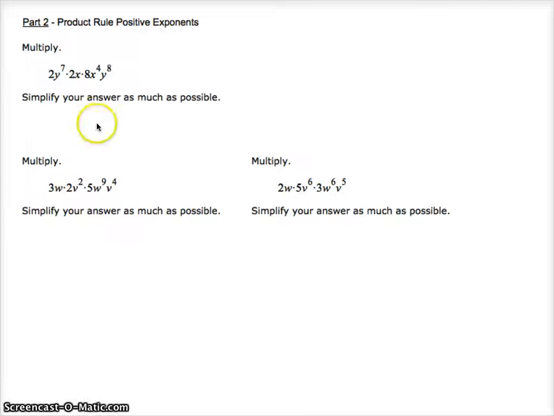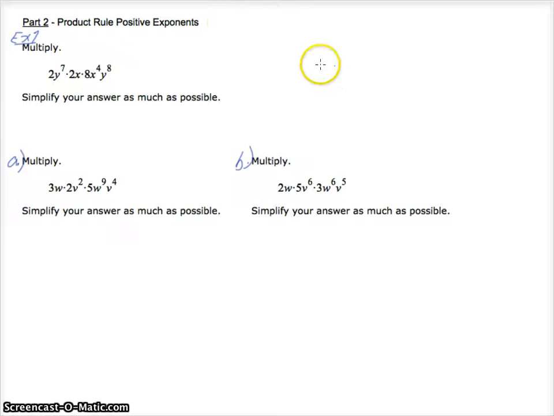Welcome to part 2 of the product rules, and here we're going to look at the product rule of positive exponents. So let's first label a couple of things because I forgot. This is going to be example 1. This is going to be example A. This is going to be example B.